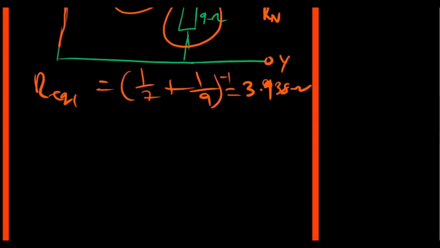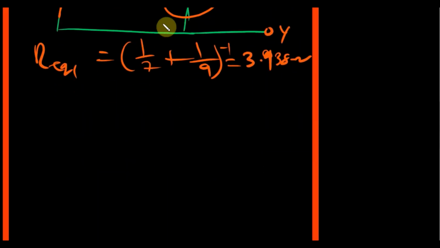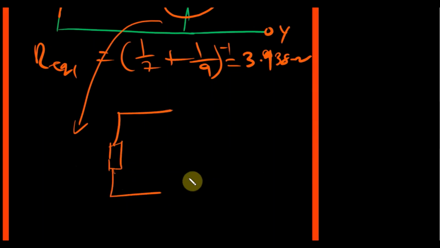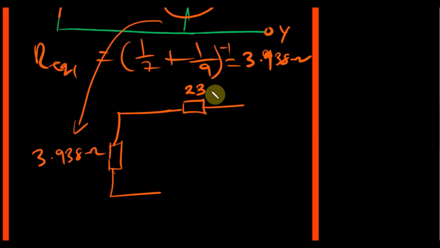Okay, and then I can go ahead and draw an equivalent circuit, which will have 3.938 ohms, and they will have 23 ohms. And this is where my Rn is found. I'm reading my Rn from these two terminals.